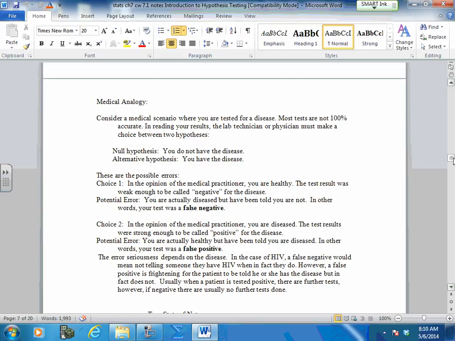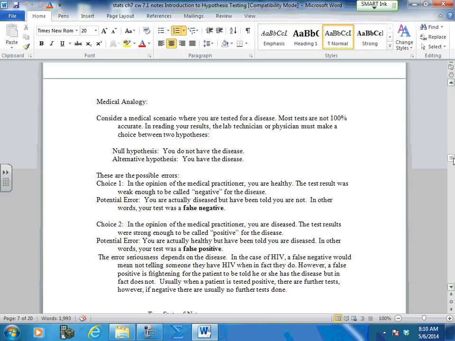In the opinion of your medical practitioner, you are diseased. This was strong enough to be called a positive. The potential error, you actually are healthy, but you've been told you're diseased. In other words, your test was a false positive. Normally, if you're positive, they retest you with different tests, right? They give you more tests. Sometimes this is caught.